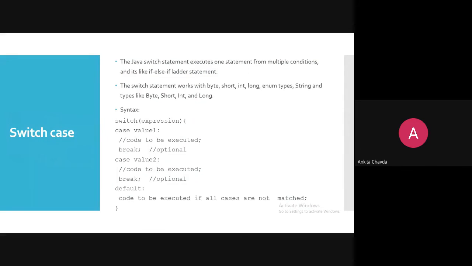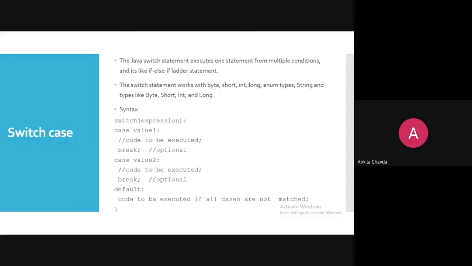Fine. Then there is the term switch case. The switch case statement executes one statement from multiple conditions. You can either choose the ladder if else or you can choose the switch case. Both are used when you have more than one statement to check and execute. The switch statement works with byte, short, integer, long, enum types, and string. It will work with everything.